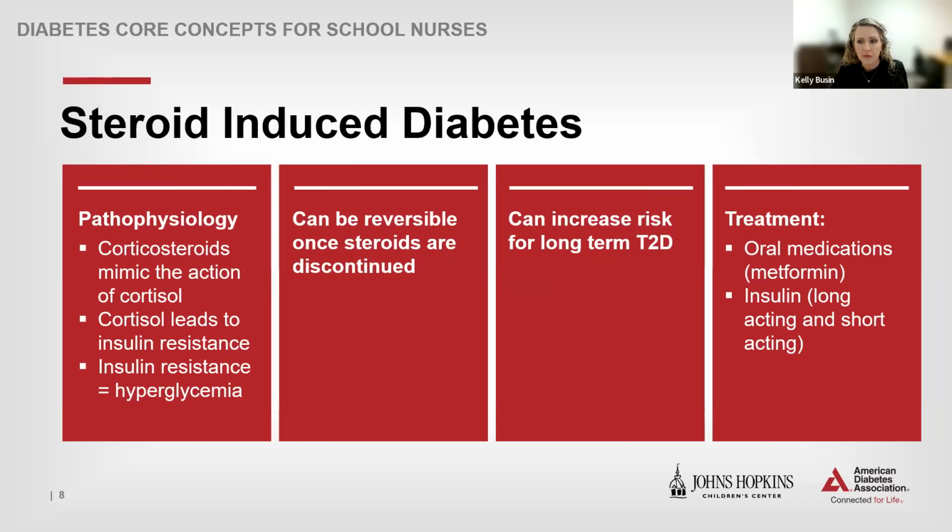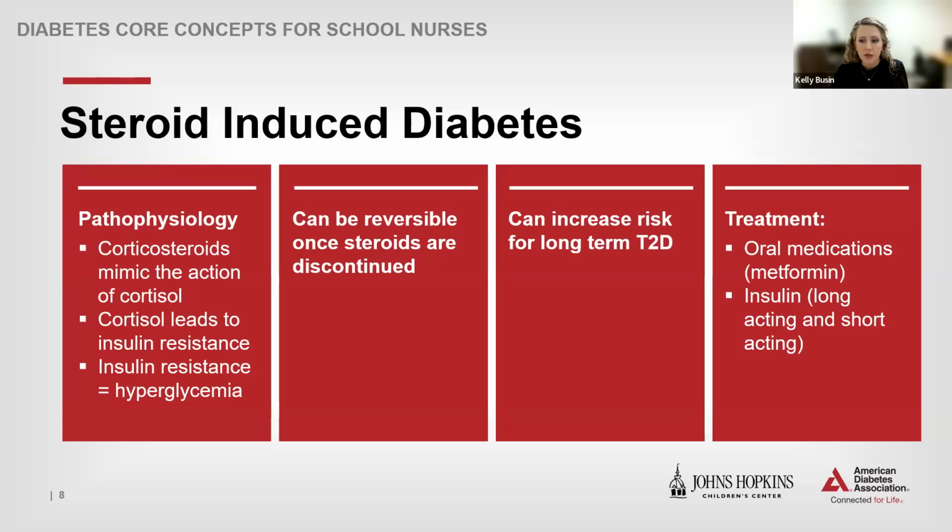Moving into some less common diabetes diagnoses, but some that are still occasionally seen in the school setting is steroid-induced diabetes. Similar to hormonal effects that we discussed with type 2, steroids interfere with how the body responds to insulin and regulates glucose. So because corticosteroids mimic the action of cortisol, and cortisol makes the body more insulin resistant, just like certain hormones, insulin resistance will cause hyperglycemia. So if someone is receiving a steroid treatment and they develop hyperglycemia as a result, the treatment is usually oral medications like metformin, or they may also require insulin depending on the severity of the hyperglycemia and insulin resistance.